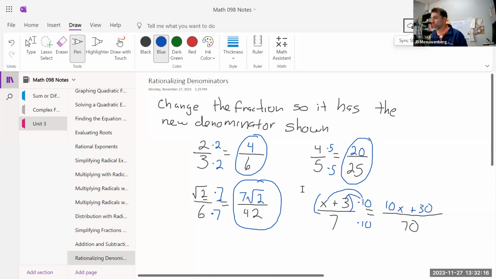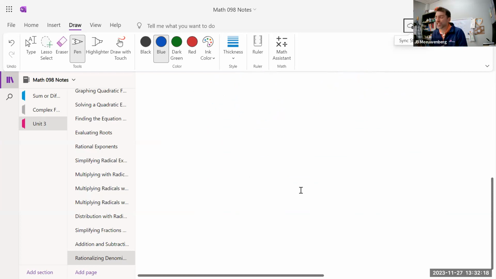Well, now I'm going to give you one that is the start to the thinking that we will be doing in this lesson, this video. 5 over, let me do a better radical, 5 over radical 2. I want to change that to be something over 2. So we went from a denominator of radical 2 into a denominator of 2. So how do we do that? Can you figure that out?